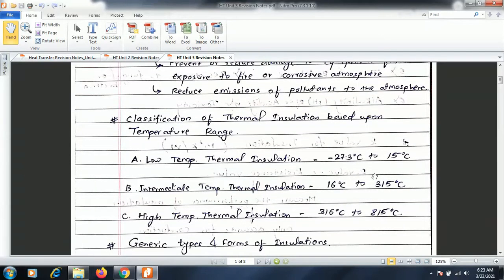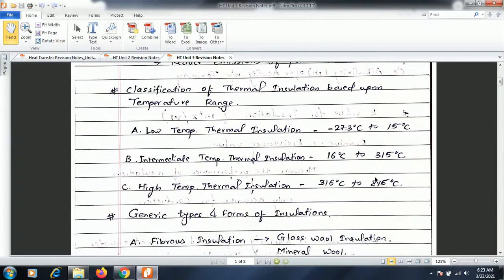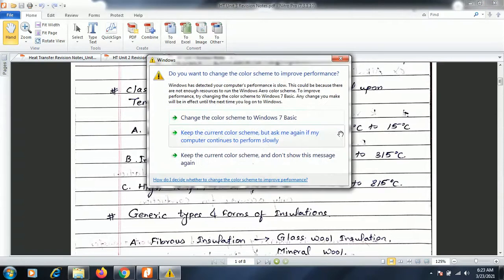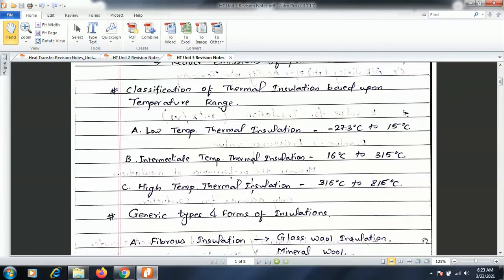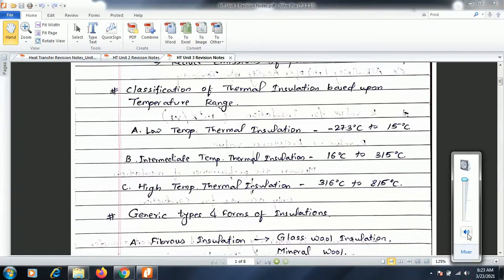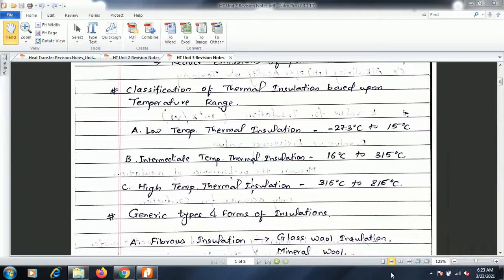Then thermal insulation is classified as per the temperature range. Low temperature thermal insulation ranges from minus 273 to 15 degree centigrade. Intermediate temperature thermal insulation ranges from 16 degree centigrade to 315 degree centigrade, and high temperature thermal insulation ranges from 316 degree centigrade to 815 degree centigrade. So depending upon the temperature application you have to choose the thermal insulation.